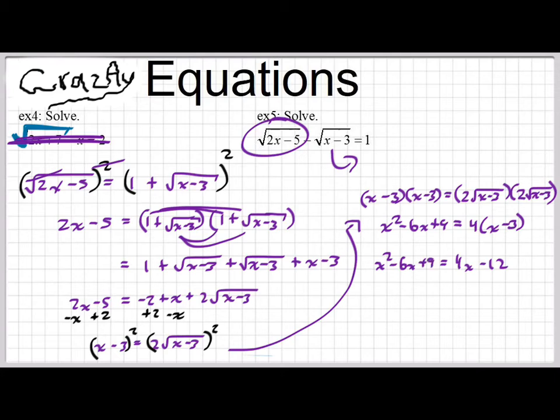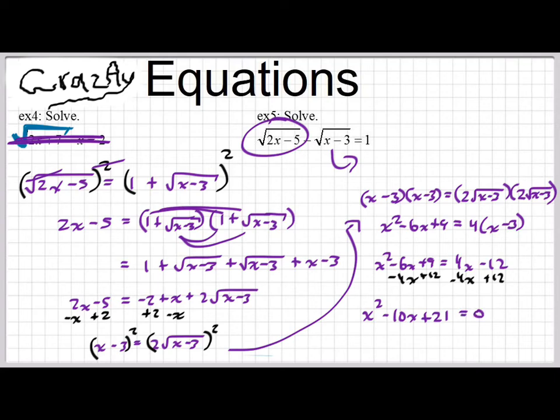Let's get all the terms on the same side. We're going to subtract 4x from both sides. Subtract 4x. Subtract 4x. And now I'm going to add 12, and I'm going to add 12 over here. Let's see what we get, shall we? We have x squared minus 10x, and then 9 plus 12 is 21, so I have a 21 right here, and then this side I have a 0.